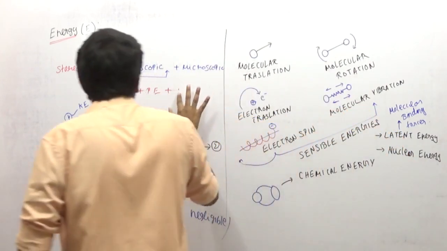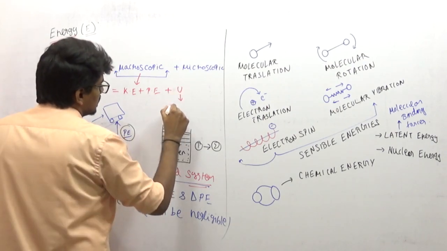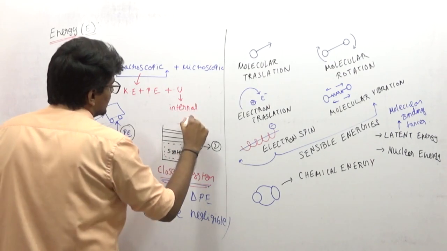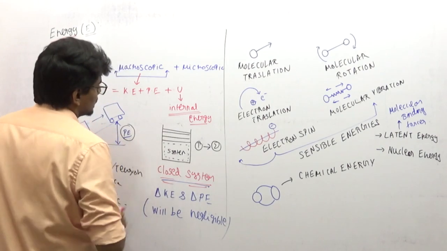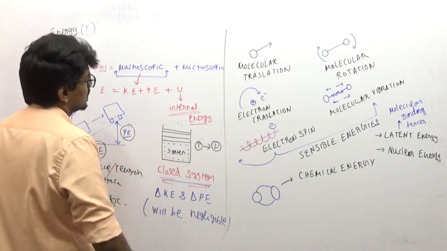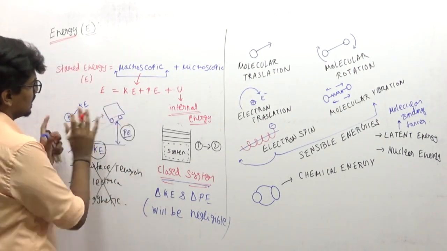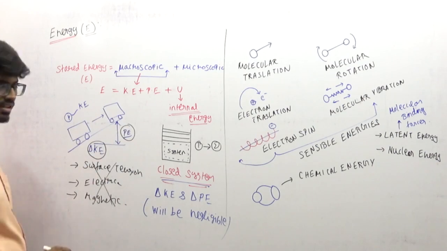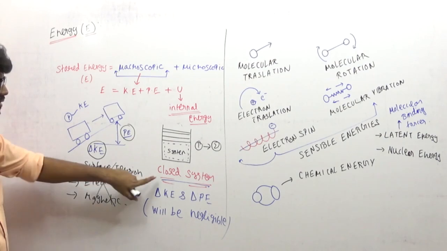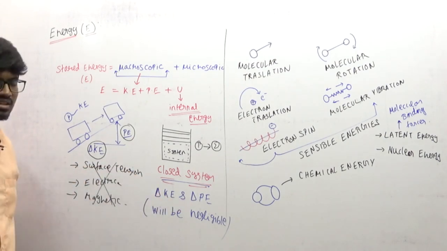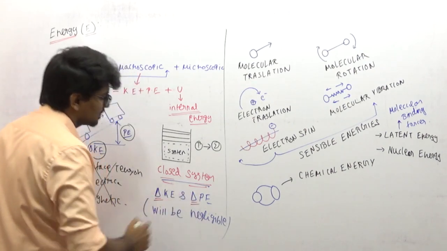So U, I will give you a brief idea about it. This U is internal energy. From the name, it says internal energy, so the energy which is associated with molecules, at the microscopic level. Here kinetic energy and potential energy will be taken for the system as a whole, like a bus. So there will be changes in kinetic and potential energy, but for a closed system, those changes will be negligible. Changes, that's very important.